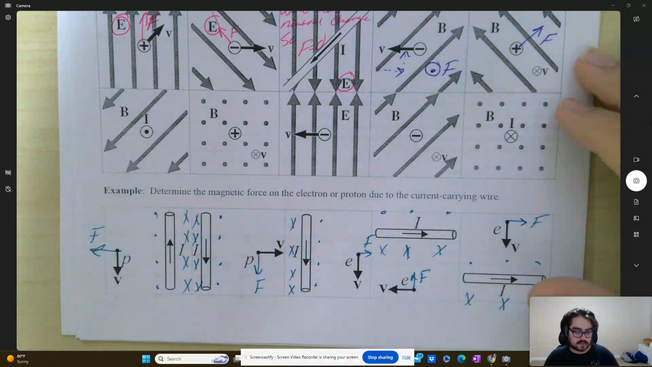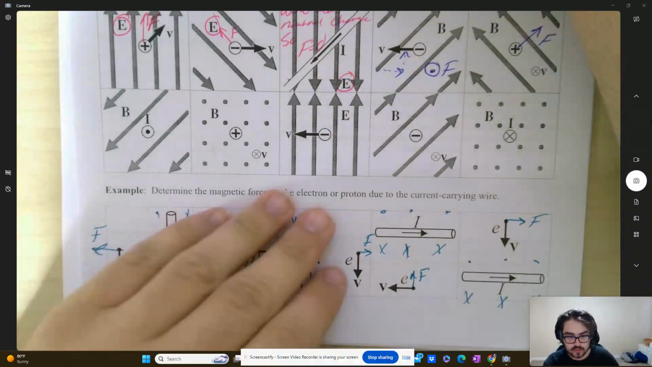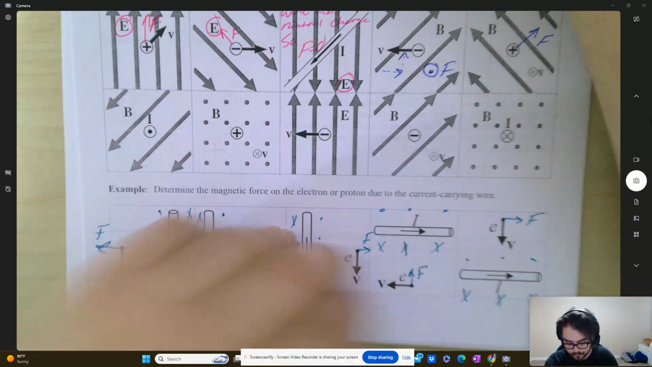And that would cause all of these particles to exhibit circular motion. I'll show you that here in just a second.